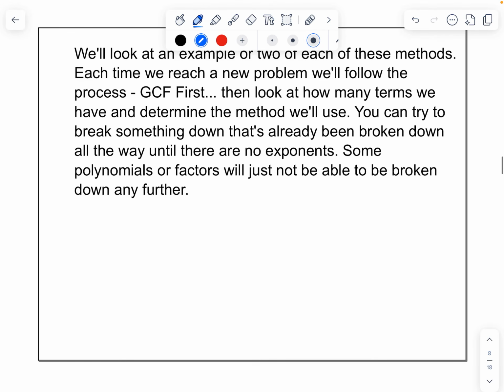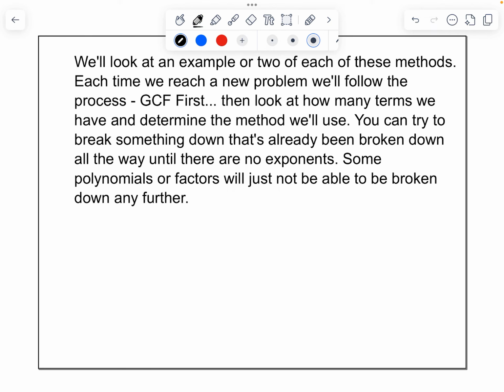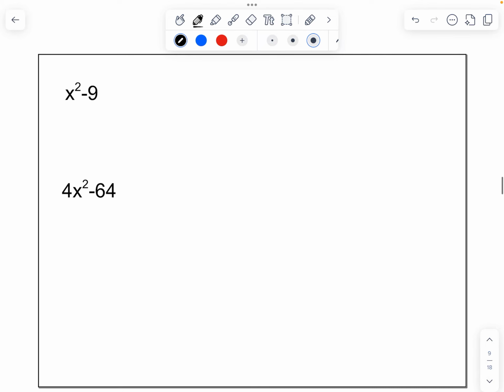We'll look at an example of 2 of each of these, but remember that we're always going to try GCF first, and then we're going to look at how many terms there are to determine which method we're going to try. All right, first example here, we've got x squared minus 9. Can we take a GCF out of those? We cannot. There's not anything in common between those two.